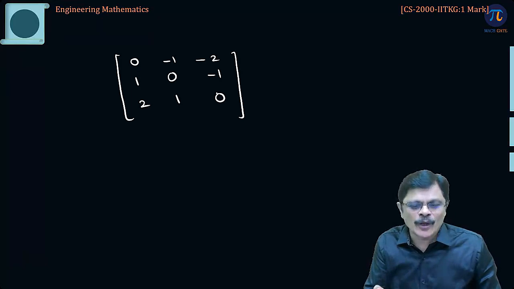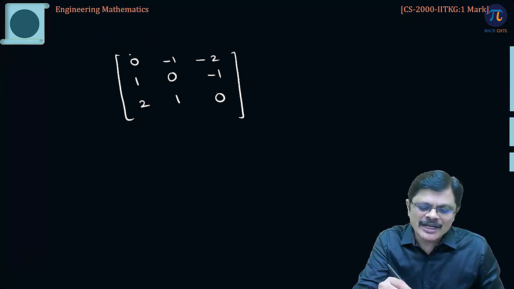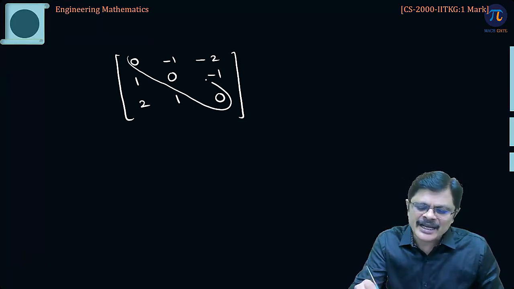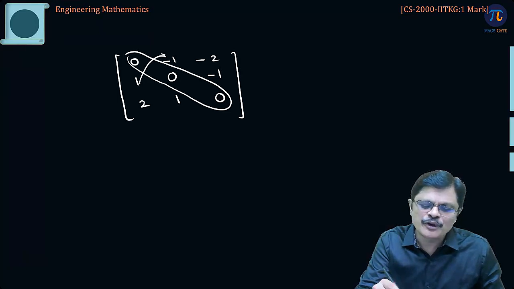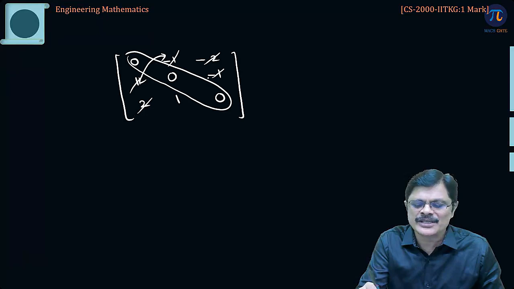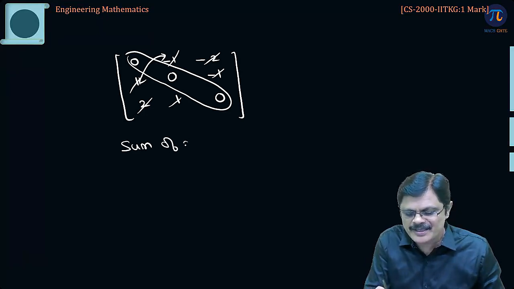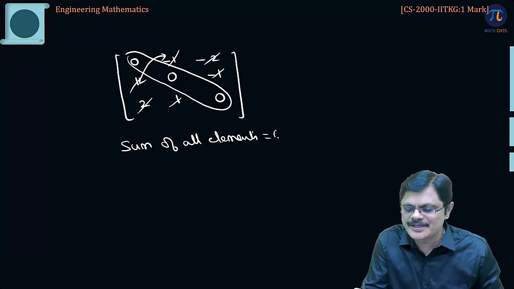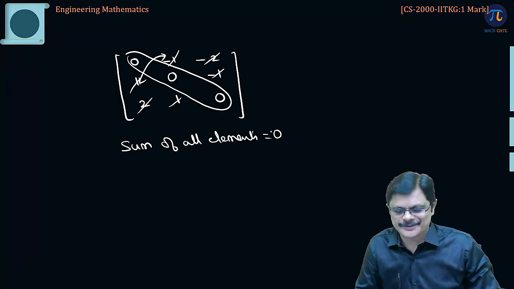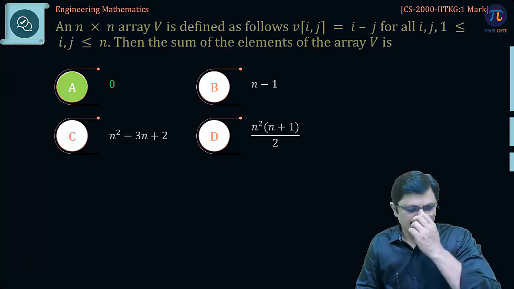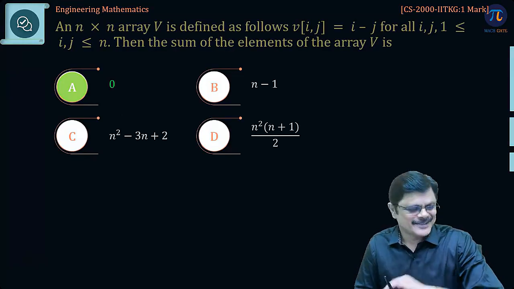See, if you add up all the elements, what happens? The main diagonal elements are anyhow 0, and these pairs cancel out with each other. This cancels with this, this cancels with this, and this cancels with this. So the sum of all elements is equal to 0. That is the solution, my dear friends.